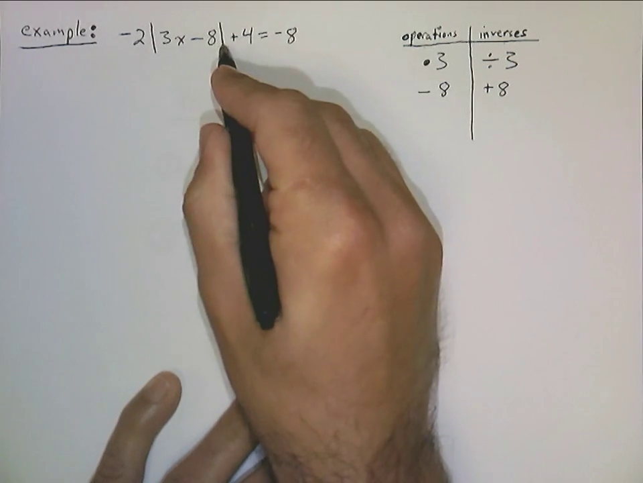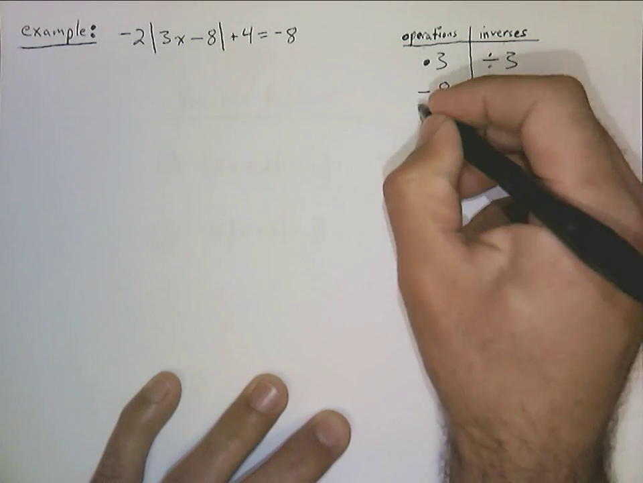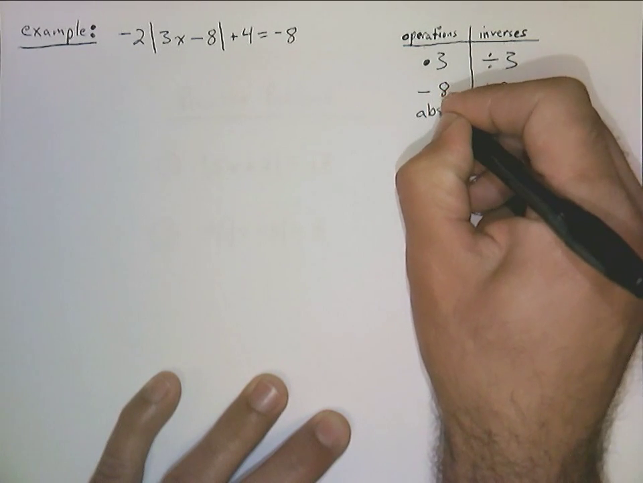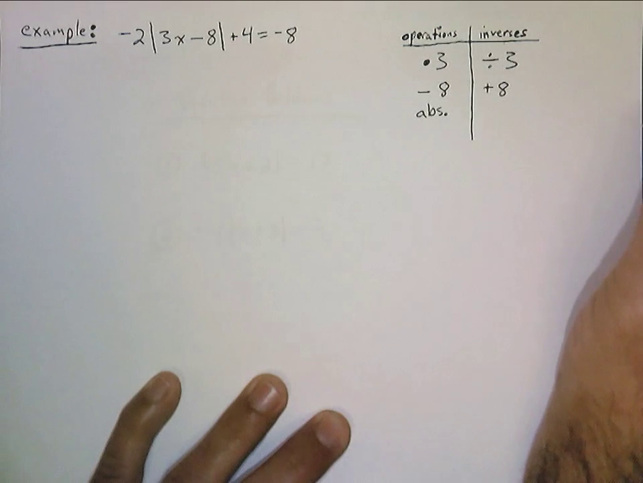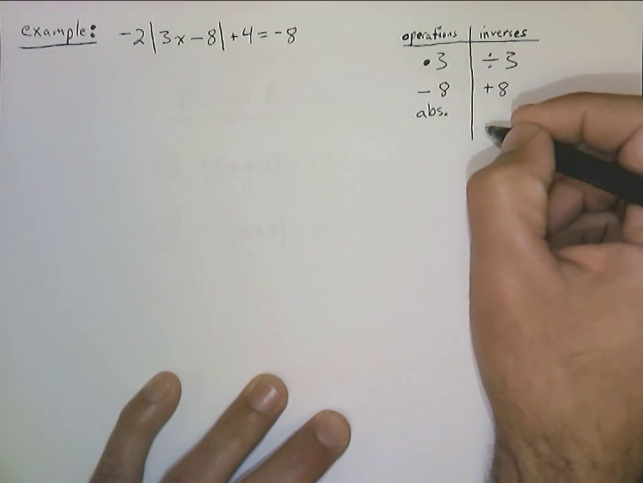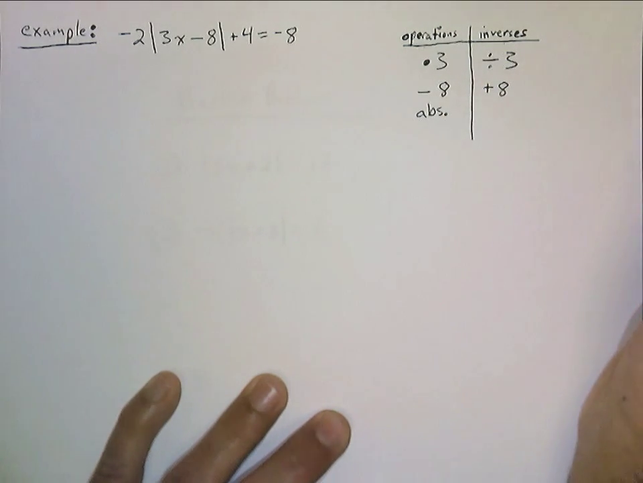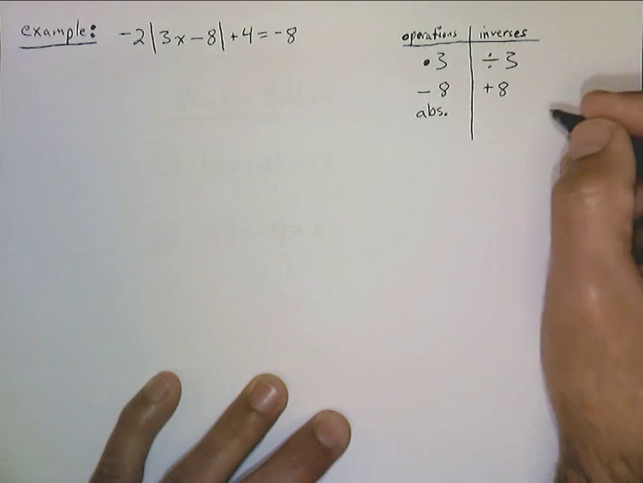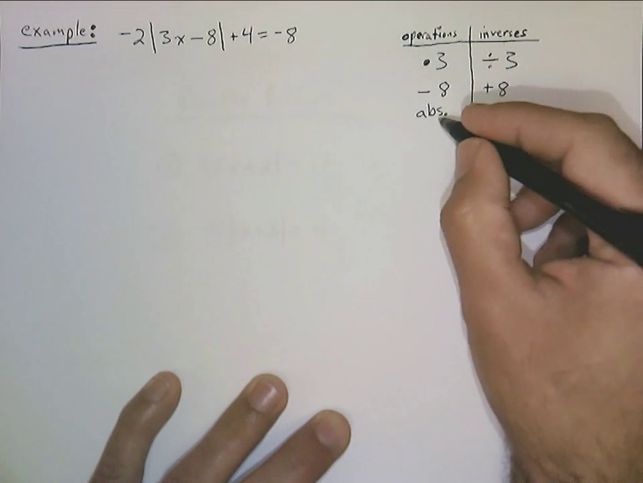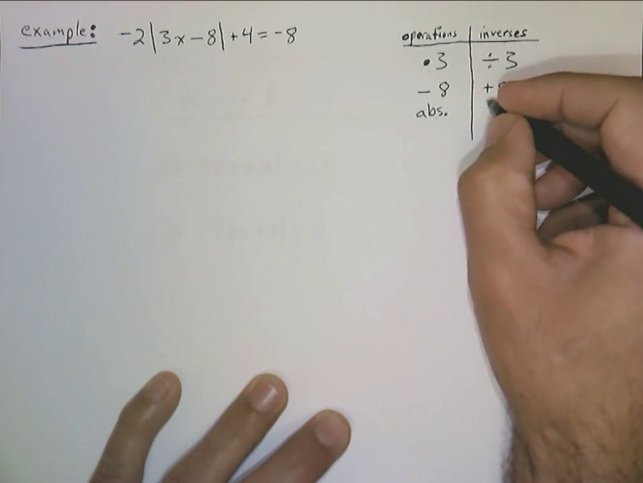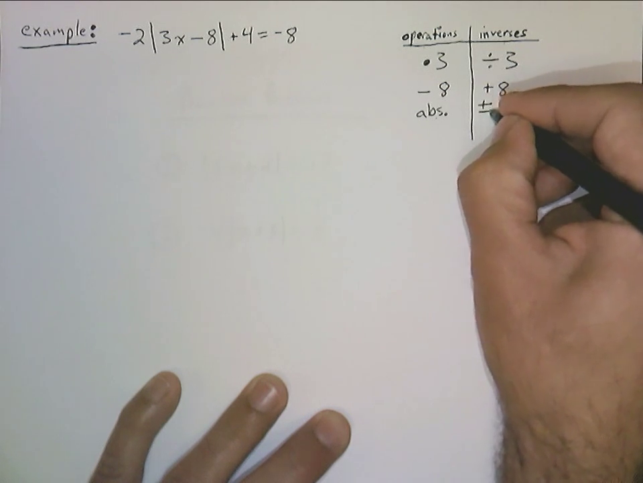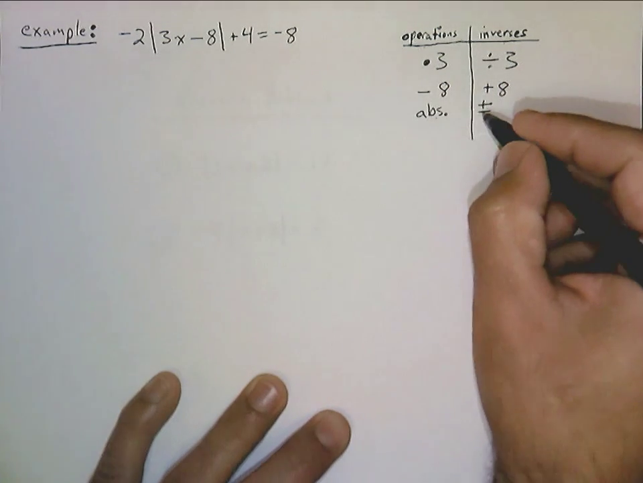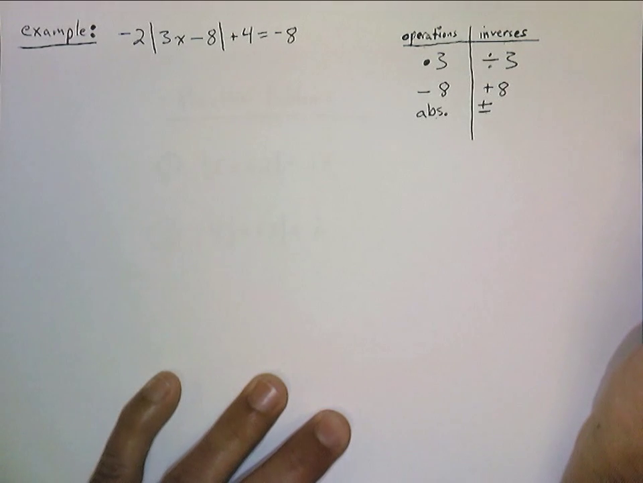Then we have these absolute value bars. I'm going to write that as ABS, an abbreviation for absolute value, because if I put absolute value bars in there, it'll look like an 11, and you might get confused. The way you undo taking the absolute value of something is this little plus or minus. I'm going to take the positive version and the negative version of it.